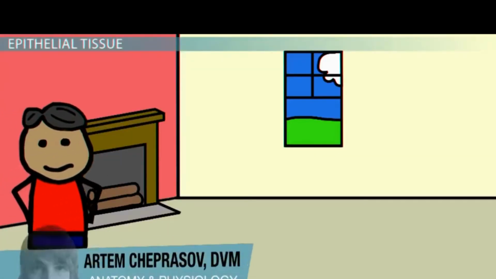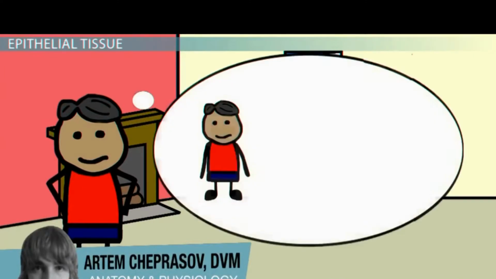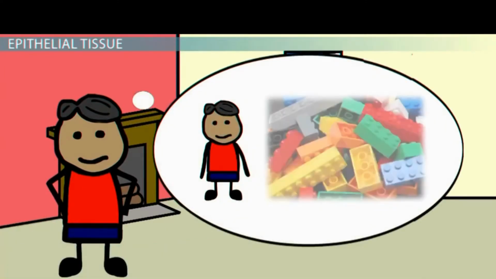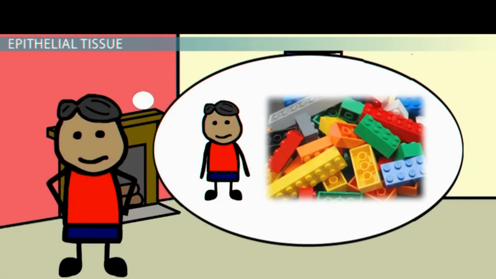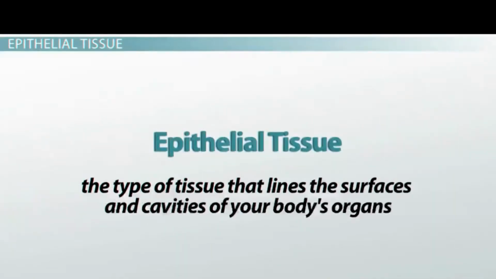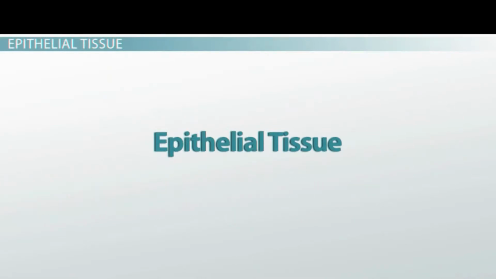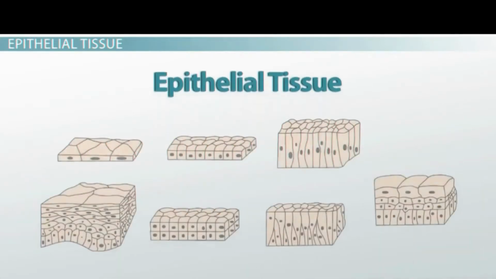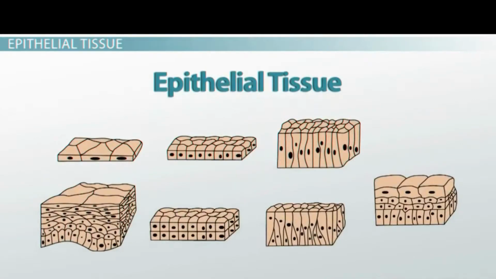For those of you who grew up playing with Legos, you surely would have noticed that despite the wide variety of shapes and colors, they were still basically little plastic bricks. Epithelial tissue, the type of tissue that lines the surfaces and cavities of your body's organs, is no different. Epithelial tissue is like the brand name Lego. Lego has differently sized and shaped blocks, and epithelial tissue has differently sized and shaped cells.